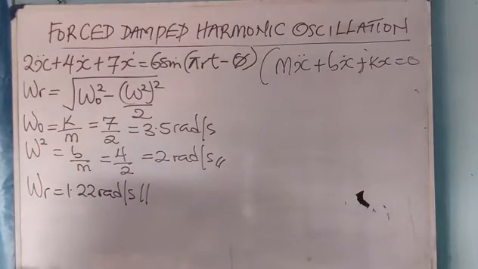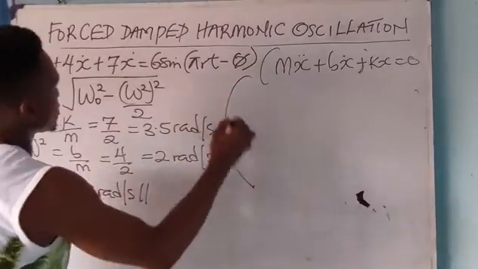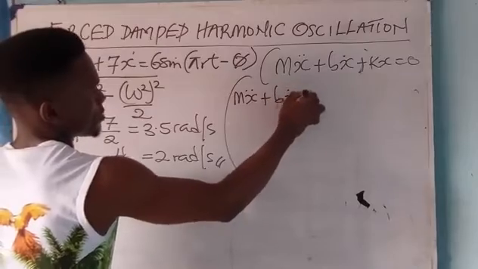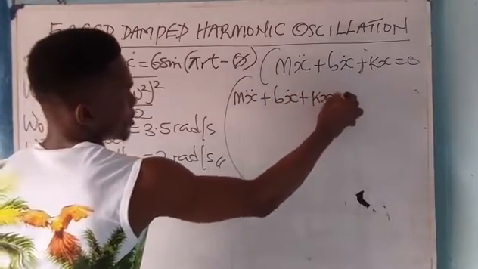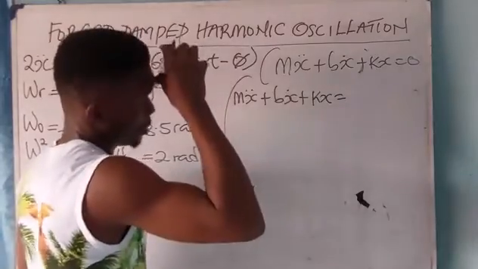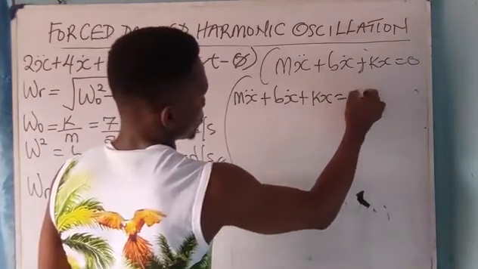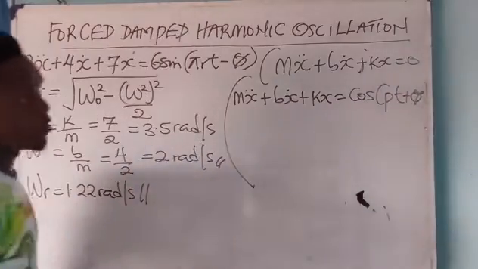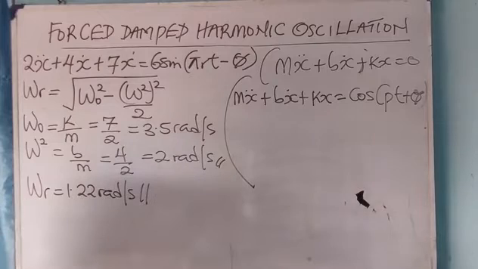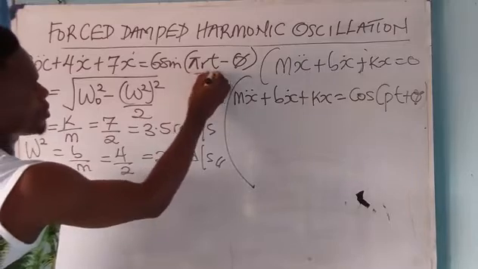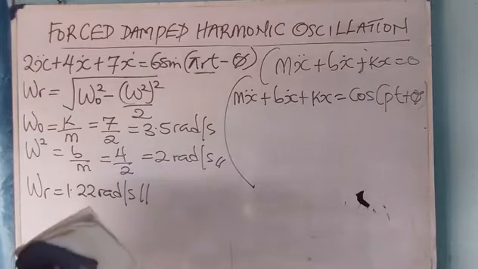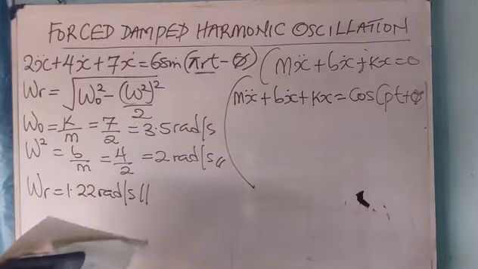Now, looking at the formula that I wrote out, I said that we have mx plus bx plus kx equals cos pt plus phase angle. Now looking at what we have there, pt is occupying this position. So which means we are going to be comparing.